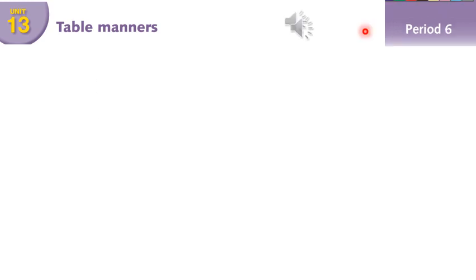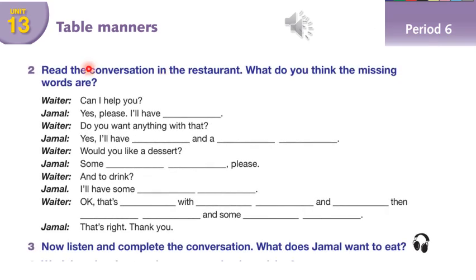Now let's move to period 6. Here we have this exercise. Read the conversation in the restaurant. So this conversation happens in the restaurant. What do you think the missing words are? Listen and complete the conversation.